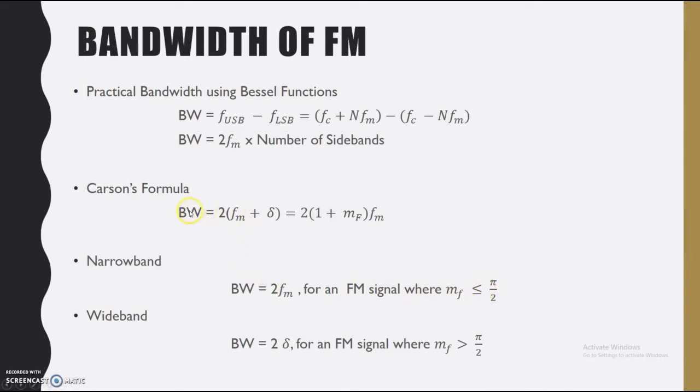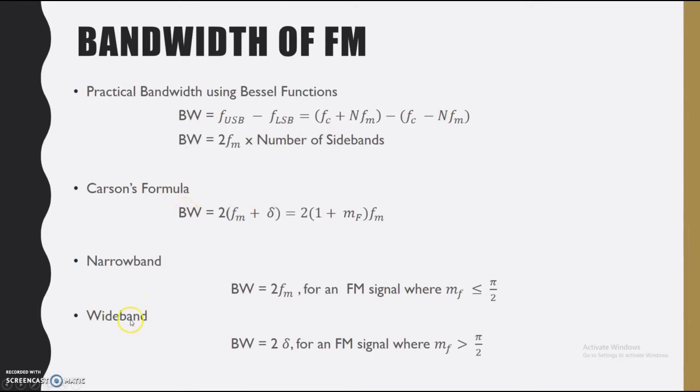Another thing for Carson's formula, there are certain conditions in computing it. First is the number of sidebands selected should be the minimum number that will result in the transmission of no less than 98% of the total power. And the significant sidebands considered are greater than 2% of the carrier. This is the condition for Carson's formula.